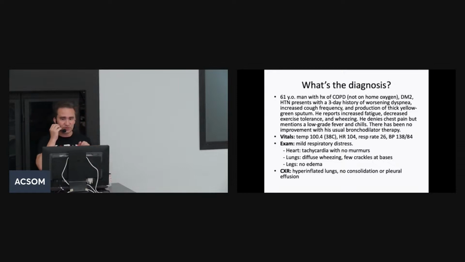He presents with a 3-day history of worsening dyspnea, increased cough frequency and production of thick yellow-green sputum. He reports increased fatigue, decreased exercise tolerance, and wheezing. He denies chest pain, but mentions a low-grade fever and chills. There has been no improvement with his usual bronchodilator therapy.